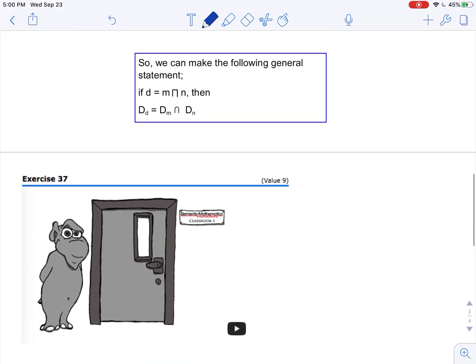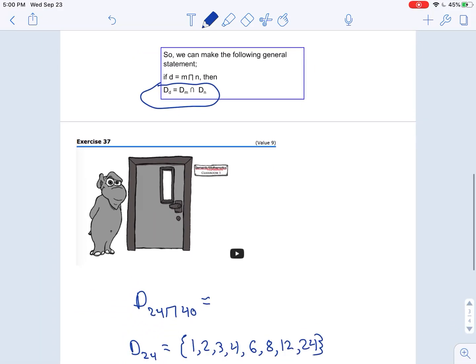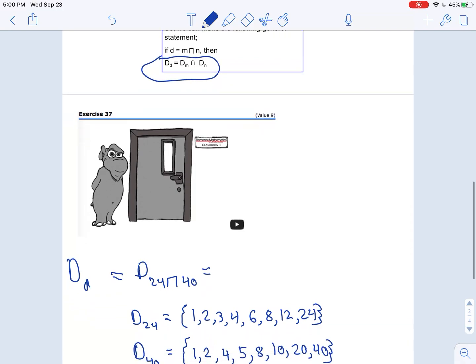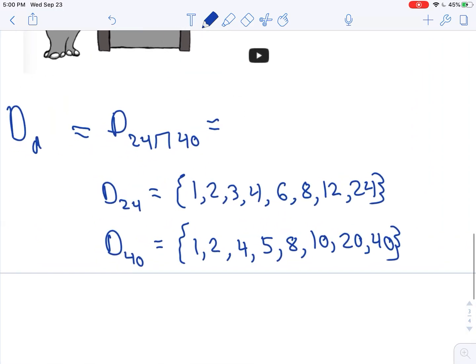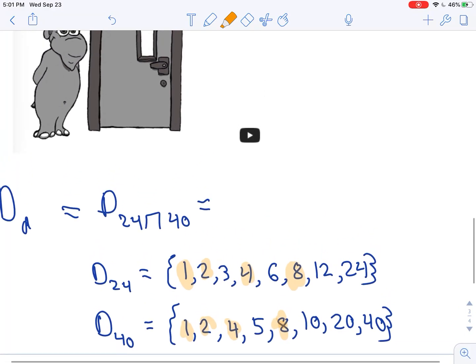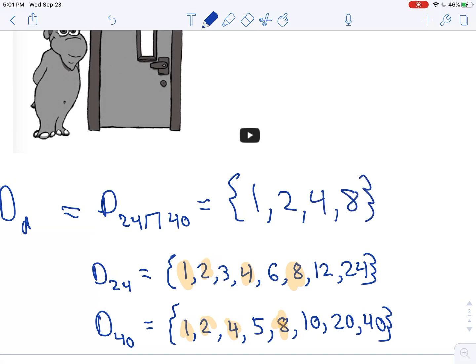Now, based on what I just set up here, the divisors of the greatest common factor of M and N, that is to say the divisors of D, is, quite simply put, going to be the intersection of the divisor sets of those two numbers. So let's highlight what's in common. I see 1s are in common, 2s are in common, 4s are in common, 8s are also in common. Thus, I can answer this question by simply writing the set of 1, 2, 4, and 8.